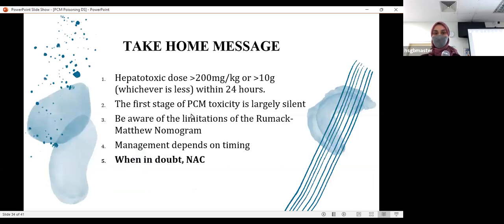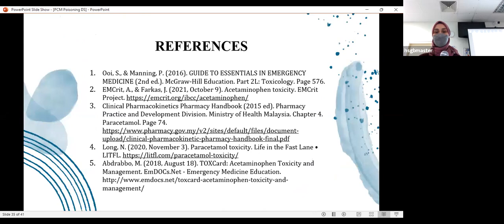Right, so the take-home message: the hepatotoxic dose is more than 200 milligrams per kg or more than 10 grams, whichever is less, within 24 hours. The first stage of PCM toxicity is largely silent. Be aware of the limitations of the Rumack-Matthew nomogram. The management depends on the timing, and when in doubt, you can just administer NAC. That's all. Thank you.